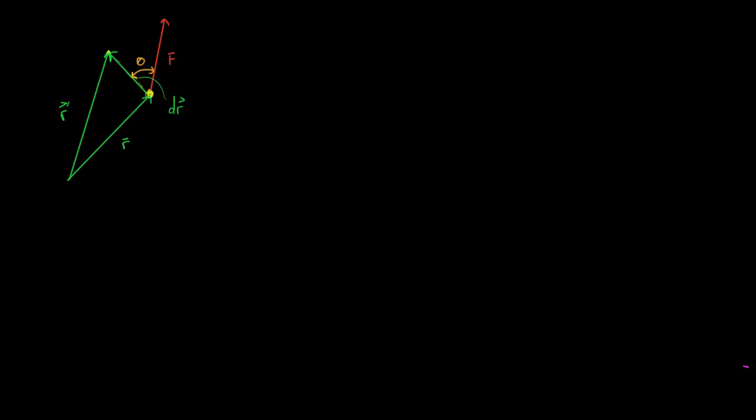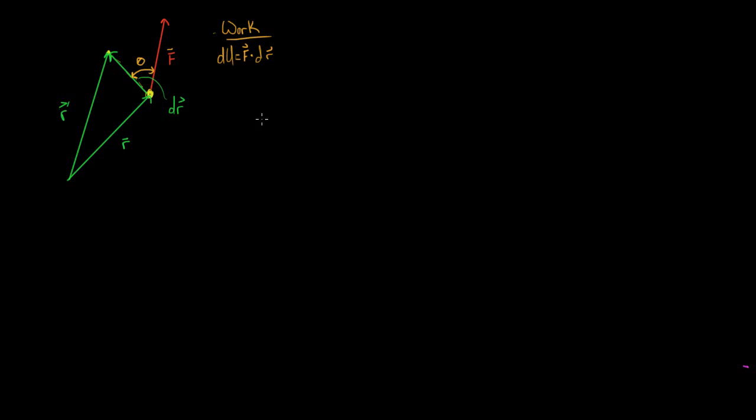Now with this information, we can define what our work is. And our work is going to be equal to this, we're going to call it dU, and U is going to stand for the work. And it's going to be equal to the dot product of our force vector and our displacement vector dr.